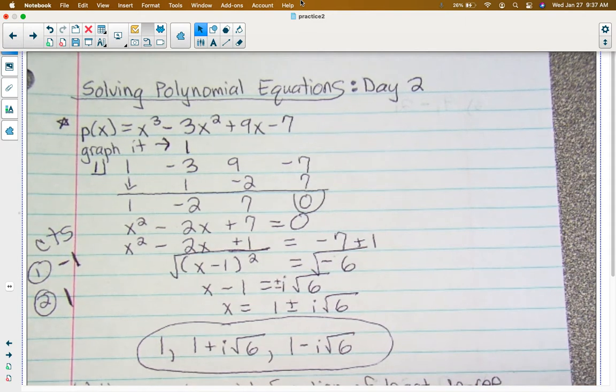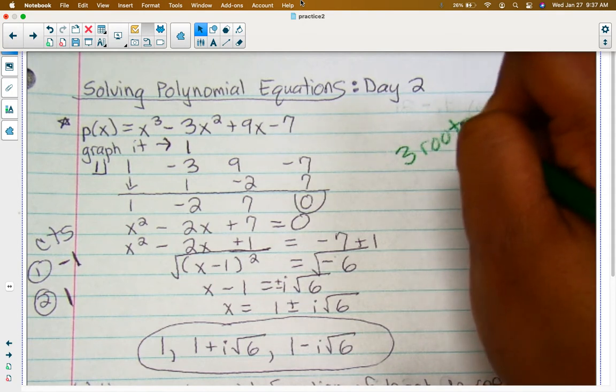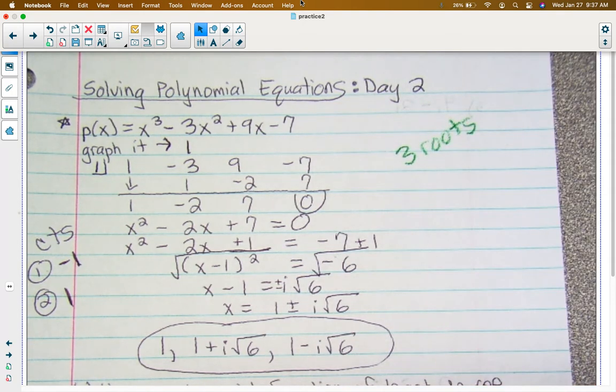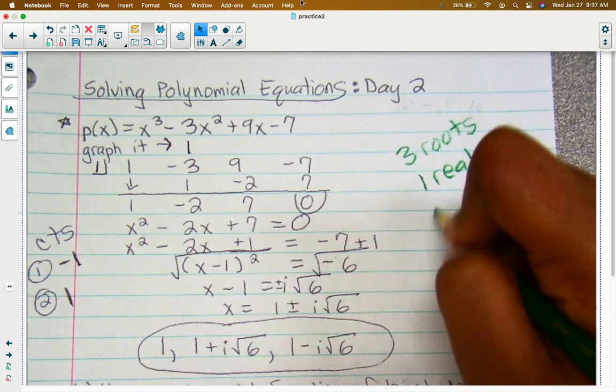And let's list out how many and what type of solutions we have. We got 3 zeros, roots, x-intercepts, solutions. They all mean the same thing. There's 3 of them. 1 is real, and 2 are imaginary.